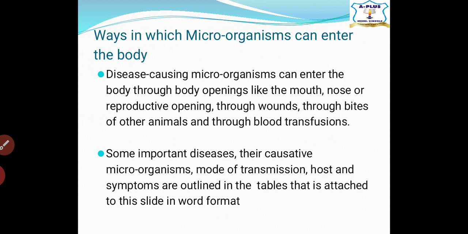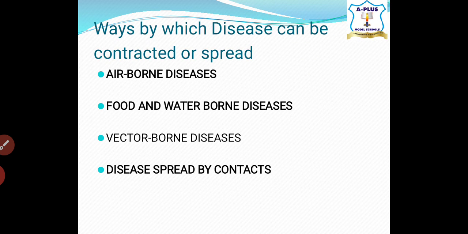Important diseases, their causative microorganism, mode of transmission, host, and symptoms are outlined in the tables attached to this slide in Word format. I don't want to put them on this slide, as it would be somewhat cumbersome, so I made a Word format that has these important diseases. Now let's talk about these important diseases and ways they can be contracted. I will be mentioning maybe one or two. The rest are in the Word format. You can open it and check for yourself, but I'll just be mentioning one or two.